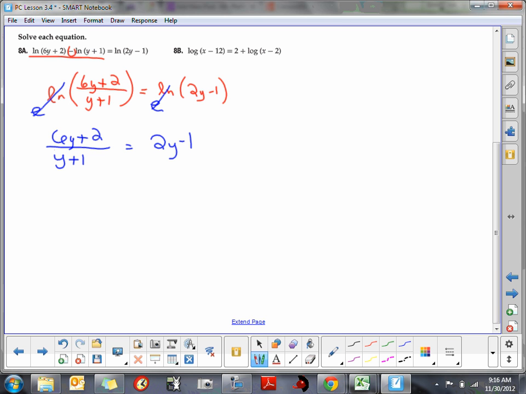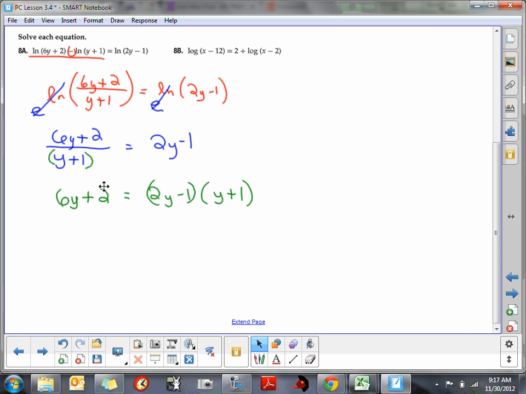This is a rational equation that we did in the previous unit. To get rid of a rational equation, you multiply both sides by the least common denominator. In this case, the only denominator is y plus 1. So we got 2y minus 1 times the y plus 1. I think I didn't get the 1 in there, so let me rewrite that clearly. We have the 2y minus 1, we're taking it times the y plus 1.